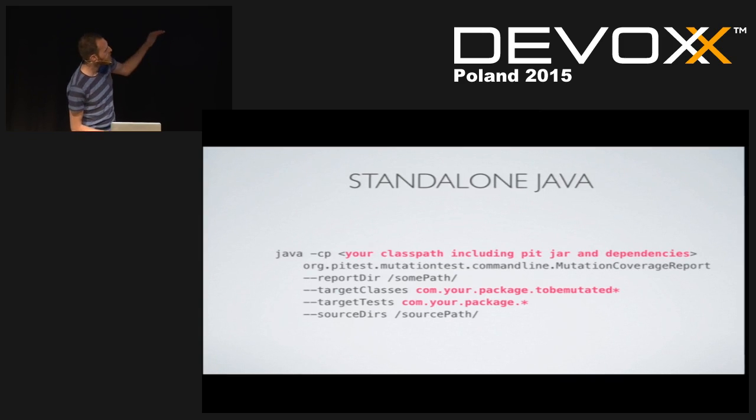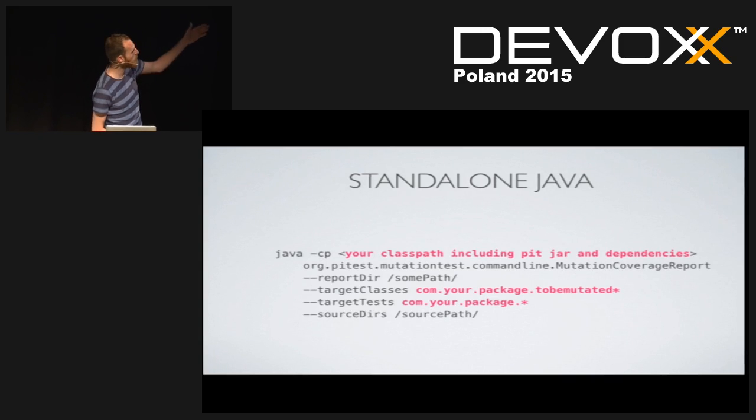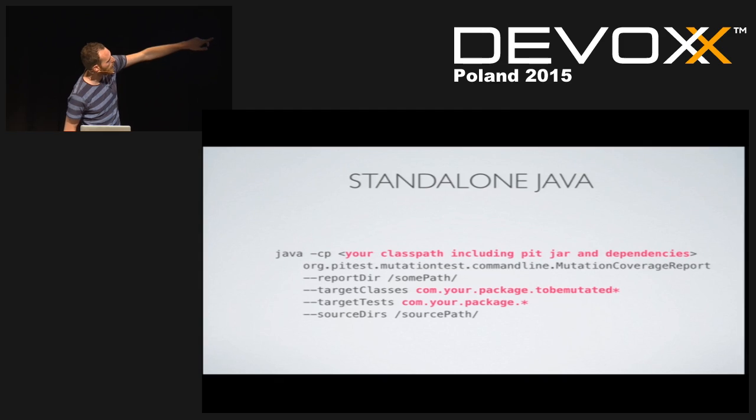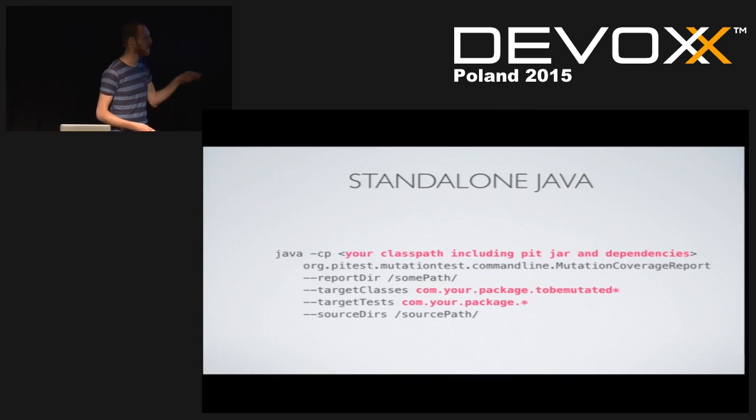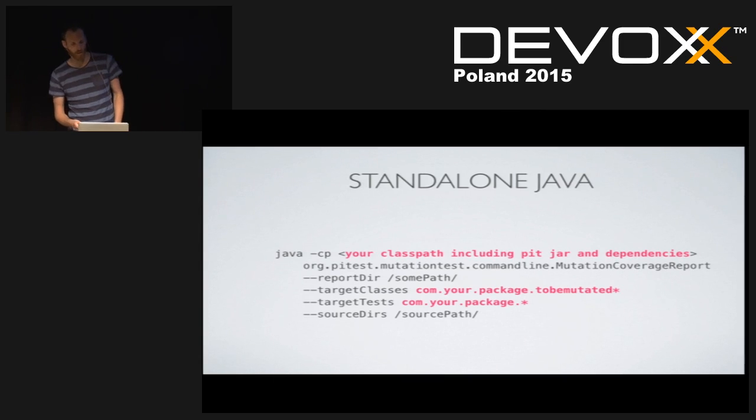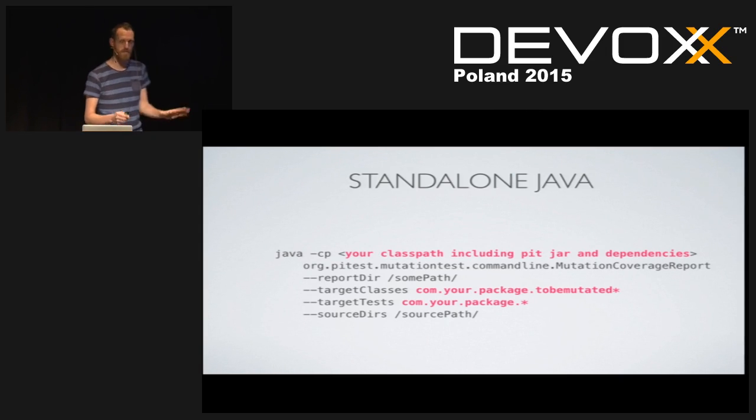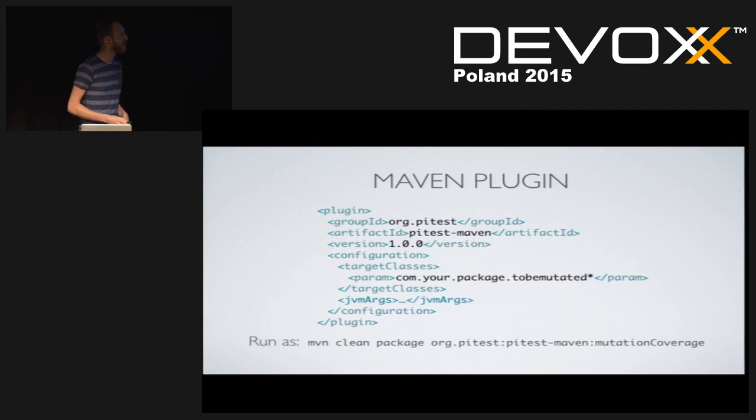So the standalone is just a Java call. As you can see, you can say which classes need to be mutated with a wildcard, and you can also say which tests need to be executed. So you can, for example, exclude your integration tests and just use the unit tests. It also needs the source directory, and it needs to put the report somewhere. And that's basically it. It's one command, and you're done. You'll get a report, just like code coverage. So it's just as easy. There's no excuse to not use it, right?